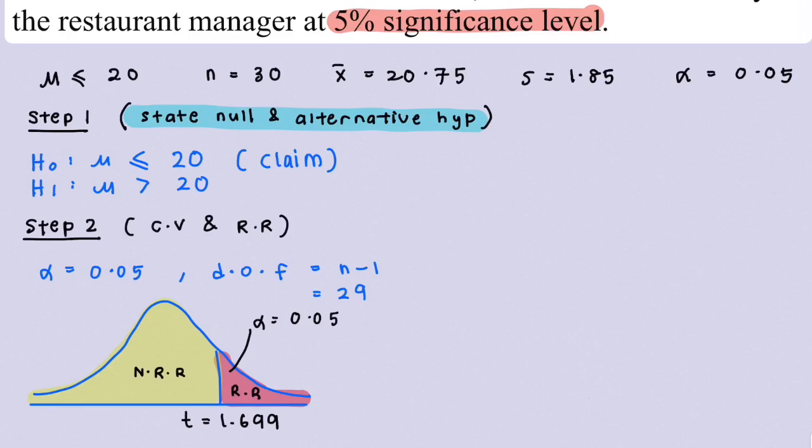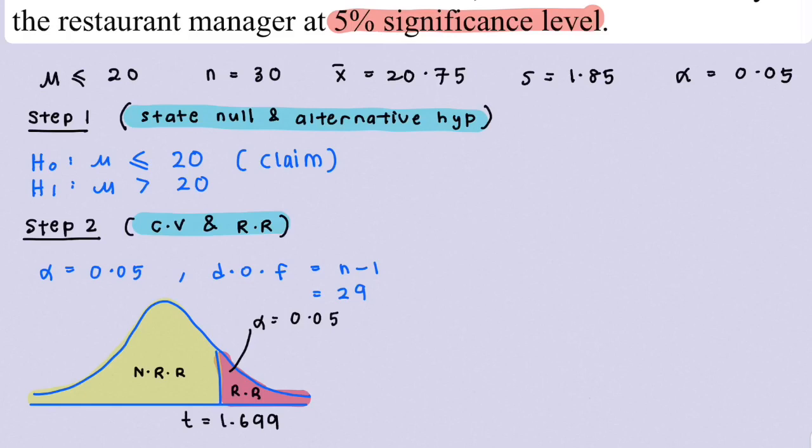Second step is stating the critical value and rejection region. So in this step, you have to draw your normal curve first, and then you have to decide where is your rejection region. That one is based on your alternative hypothesis. You have the symbol of more than here, meaning that your rejection region will be at your right side. Then the other side is your non-rejection region. The area of the rejection region refers to the significance level value. So given here 5%, so your area is 0.05.